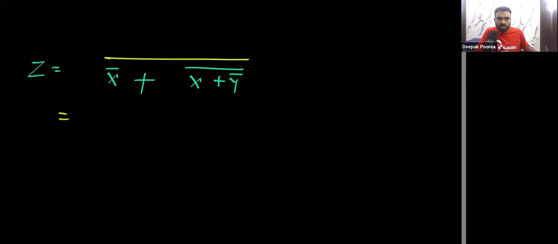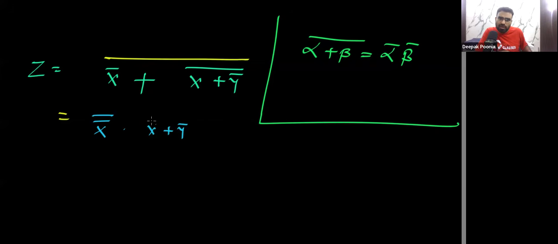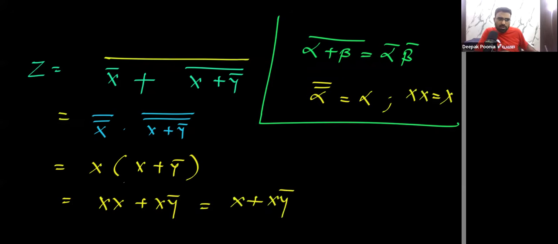Okay, very simple. Now here you can apply De Morgan's law. We already know that (alpha OR beta) whole bar is equal to alpha bar times beta bar. So using De Morgan's law, it will become X bar whole bar, and (X OR Y bar) whole bar whole bar. Now we already know that alpha double complementation is equal to alpha, so this will become X, and here we will get X OR Y bar. Now you can apply the distributive property, you will get XX OR XY bar. We already know that XX is equal to X, so here you will get X OR XY bar. Now here you can apply the absorption law, and finally you will get X.